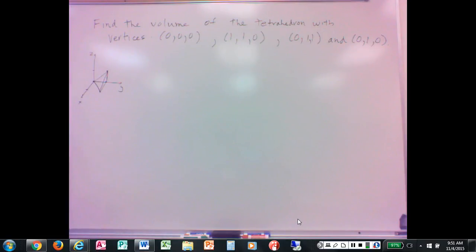Now, of course, what we're aiming at is the volume, which is the triple integral over region E of 1 dV, right? We just do 1 dV over a region. That gives us our volume.